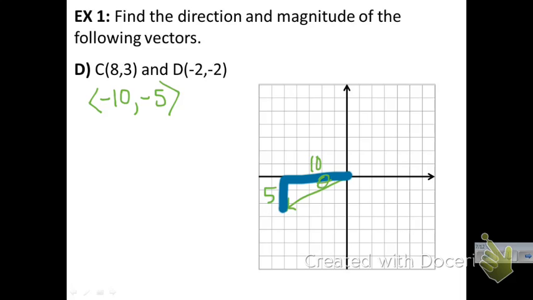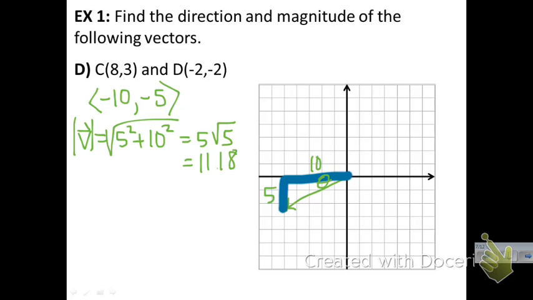And then we're going to be looking for theta, but before we do that, we're going to actually look for the length of our vector. To do that, we'll take our 5 squared plus 10 squared, and then take the square root of that. So that will either give you 5 root 5, because you get 100 plus 25 is 125, or the square root of 125 is 11.18. So I'll accept either of those answers.